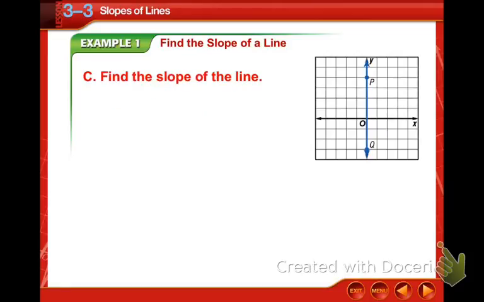Okay, so here's another one. Rise over run. This one rises up 1, 2, 3, 4, 5, 6, 7. And we're already at the point, so that's a problem. So that means our run is 0. So 7 over 0, you cannot divide by 0, so this is an undefined slope.